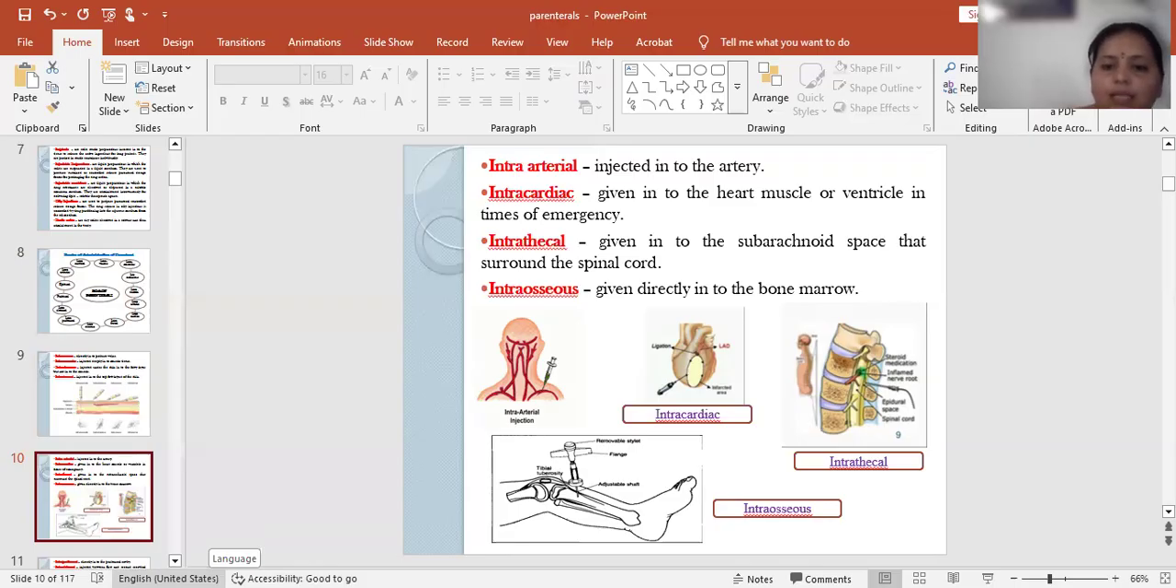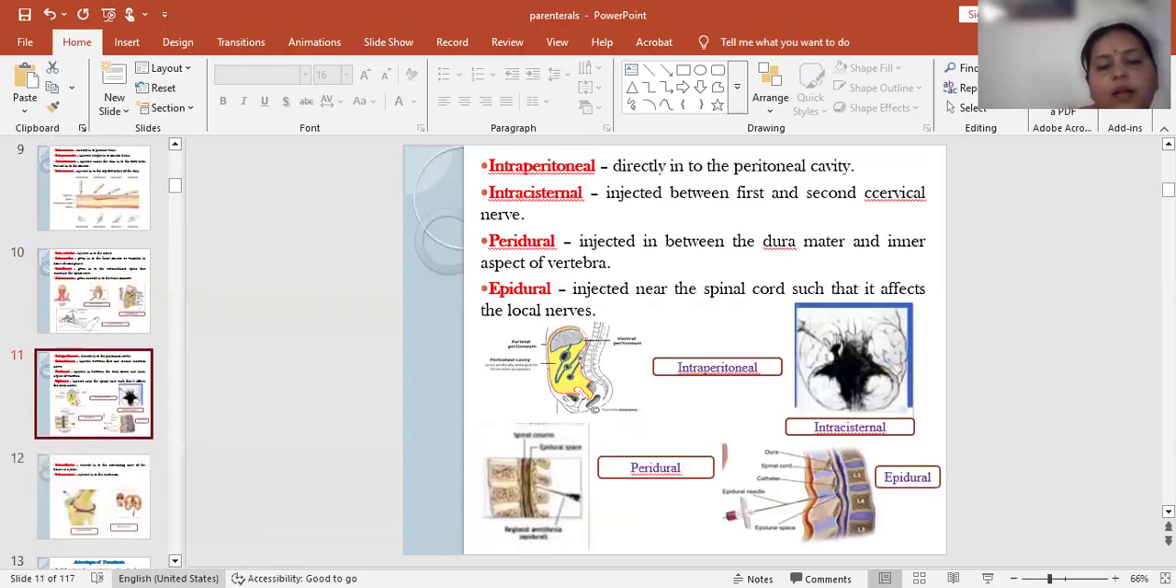So intraosseous. This is given directly into the bone marrow. And next, intraperitoneal, directly into the peritoneal cavity. So here the stomach is there, and here the peritoneal cavity is there. We can inject directly into the peritoneal cavity. And next, intracisternal, injected between the first and second cervical nerve.